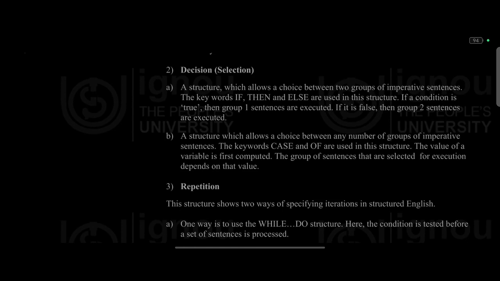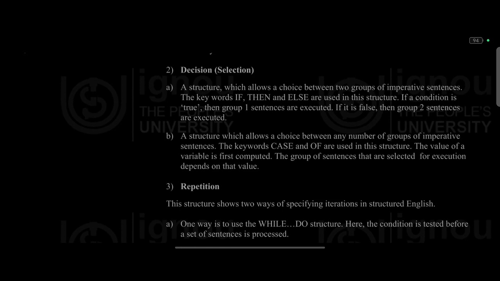If a condition is true, then group 1 sentences are executed. If it is false, then group 2 sentences are executed. A case structure allows a choice between any number of groups of imperative sentences. The keywords case and of are used in this structure.